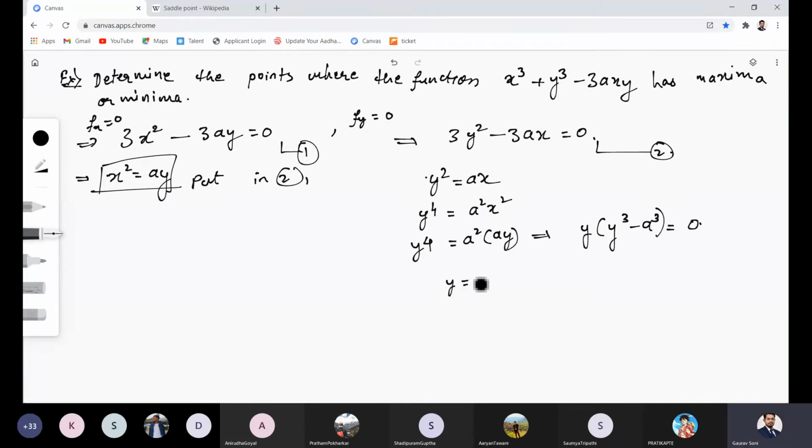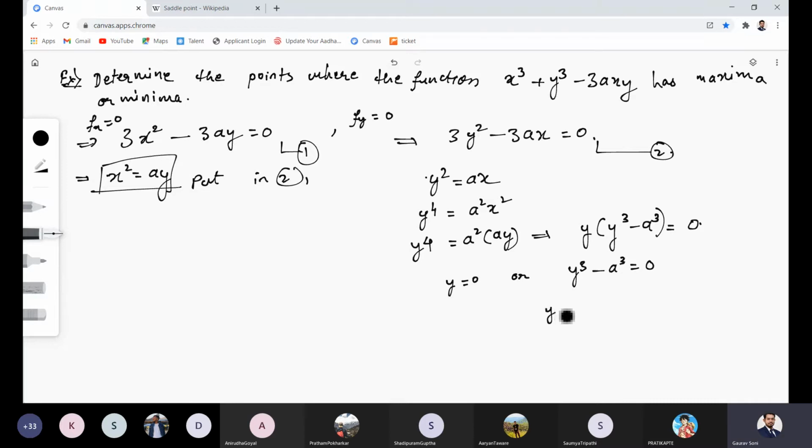So we'll have y equal to 0 or y cube minus a cube equal to 0. Can you find the value of y where y cube minus a cube is 0? Look, the power is 3, so logically you must have 3 roots.